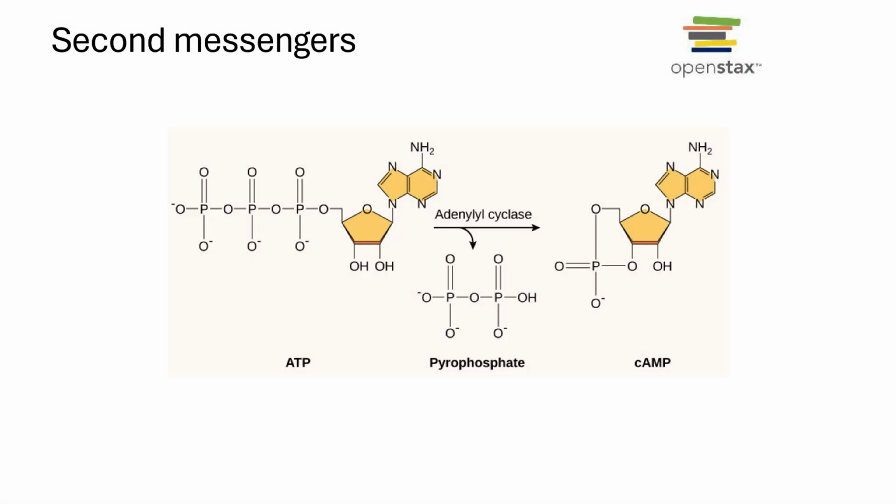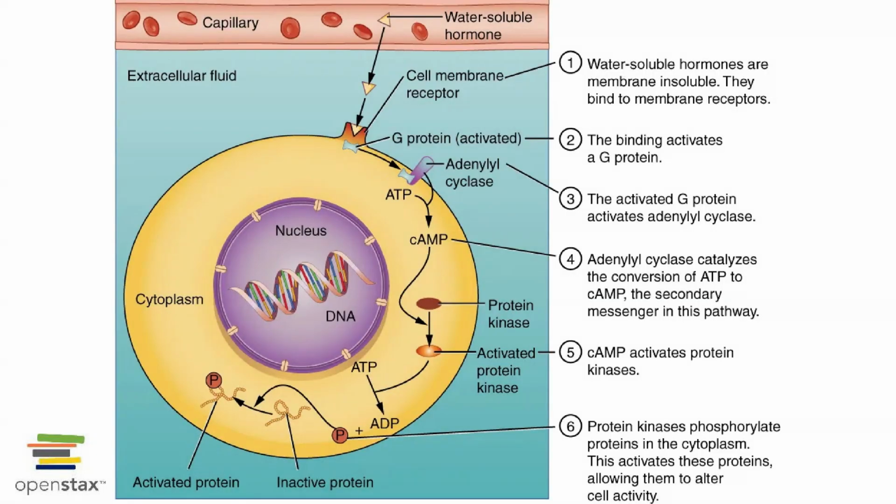Another important example of a second messenger is cyclic adenosine monophosphate, abbreviated cyclic AMP. The enzyme adenylyl cyclase converts ATP to cyclic AMP. Many hydrophilic hormones stimulate the production of cyclic AMP, leading to activation of protein kinase cascades as intracellular signals that regulate the physiology of target cells. Kinases are enzymes that add phosphate groups to their substrates. Protein kinases phosphorylate other proteins to regulate their activity.